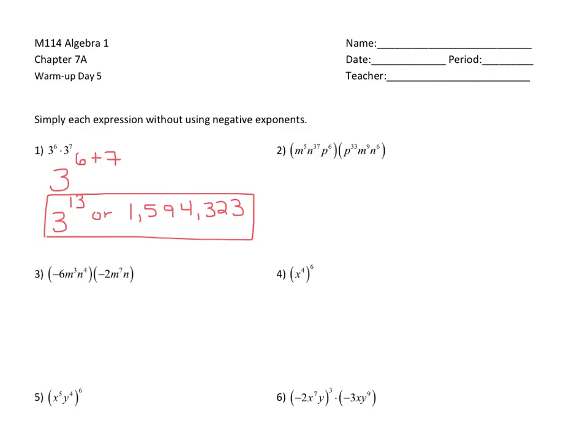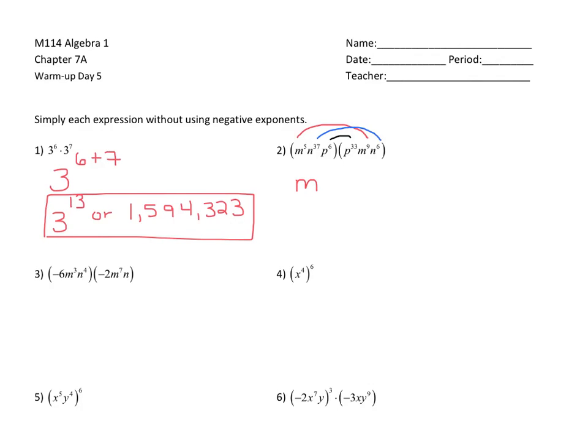Next one, I've got 3 different variables. I'm just going to match them up. M to the 5th and M to the 9th will go together. N to the 35th and N to the 6th. And then P to the 6th, P to the 33rd. Okay, so for our m's, I see the same base. We're going to add our exponents. We're going to m to the 5 plus 9.